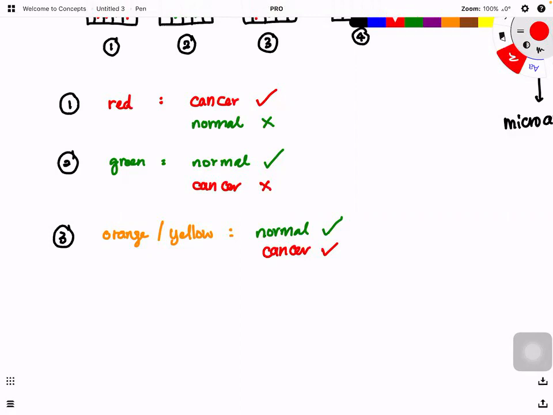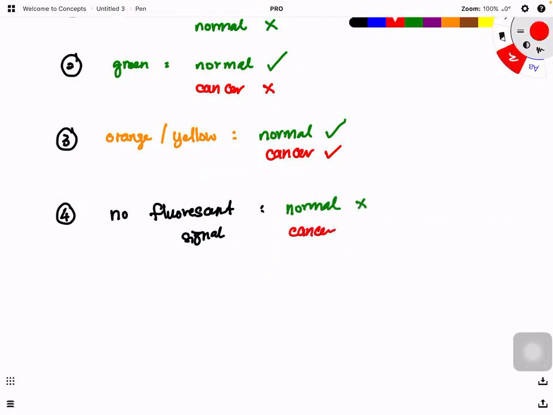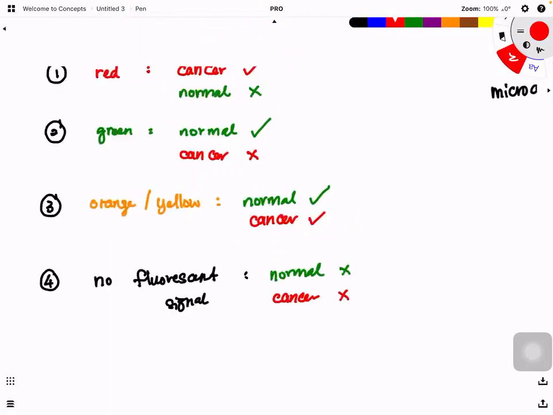Are you clear? Okay. So number 4, no fluorescent signal. In this case, the normal cell does not express and the cancer cell also does not express. So there is no point studying these two genes. These two genes need no study, because they are not related to the cancer.